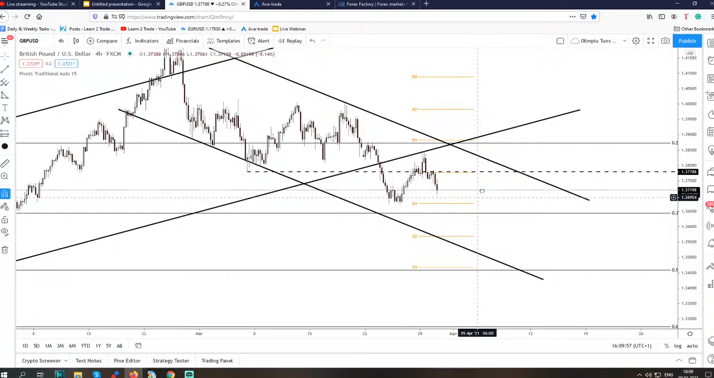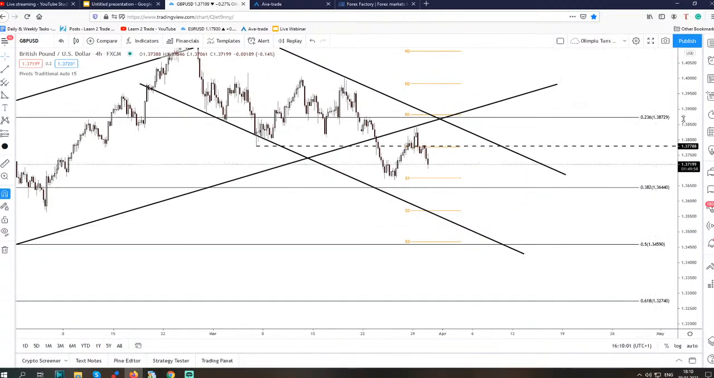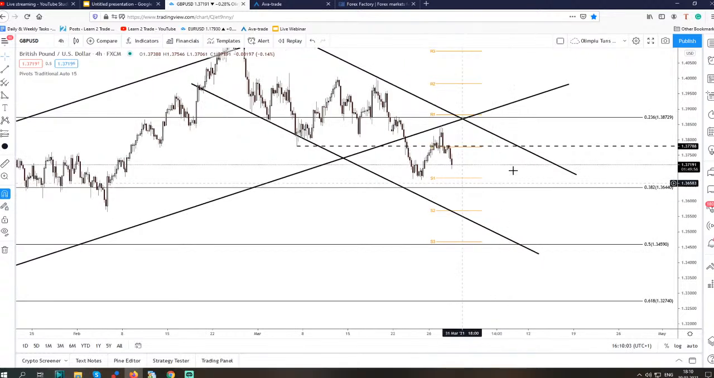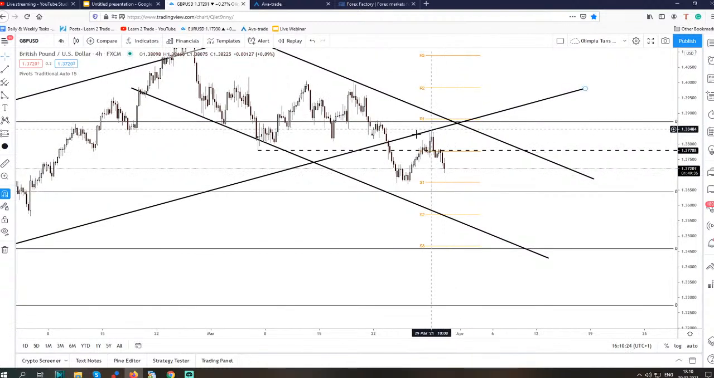I will delete this minor pitchfork for a better view here. Okay, so the price failed to stabilize right above the pivot point, above 1.3776. It has retested this pivot point, and now it has extended its sell-off after retesting this broken uptrend line.